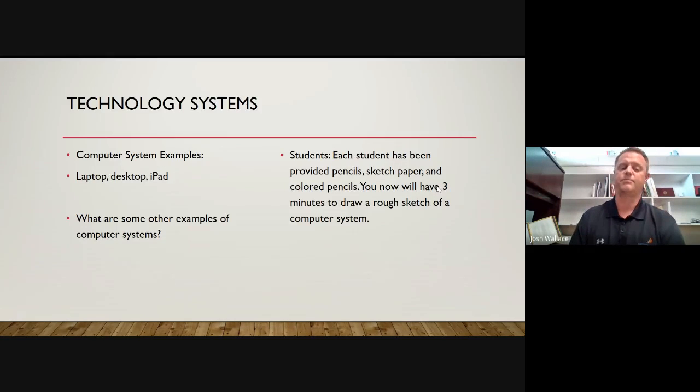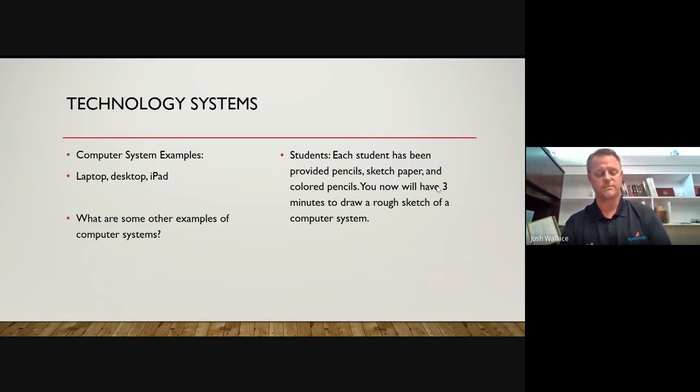Students, what are some other examples of computer systems? A lot of you may be thinking of iPhones, certain types of cell phones. You have iPods. You have different types of technology systems that can be used. You've probably heard the word Wi-Fi, and a lot of TVs now are set up just like a technology system.